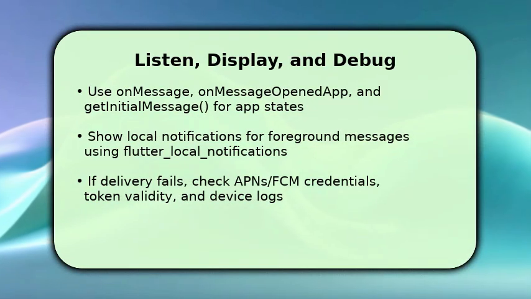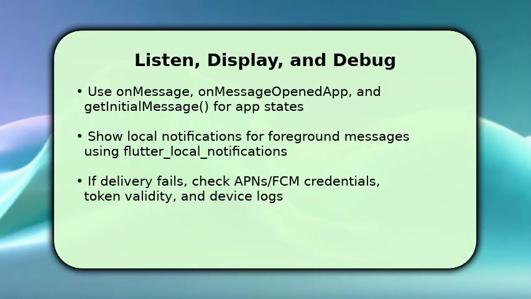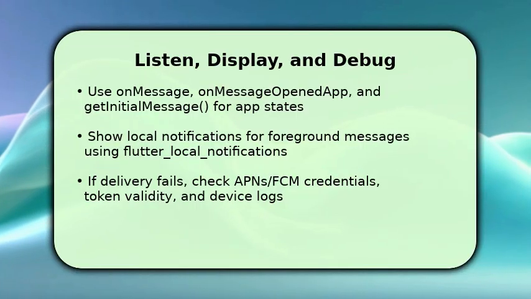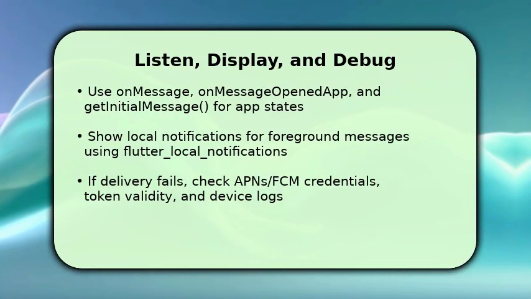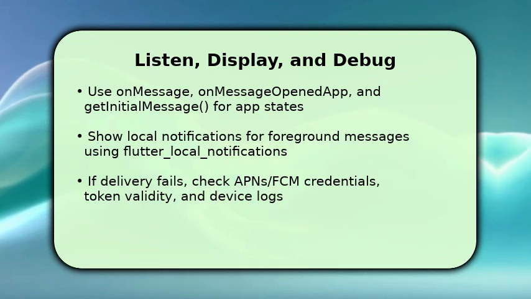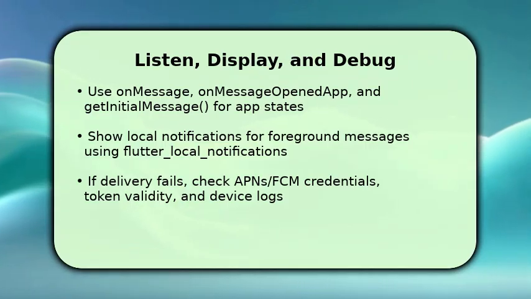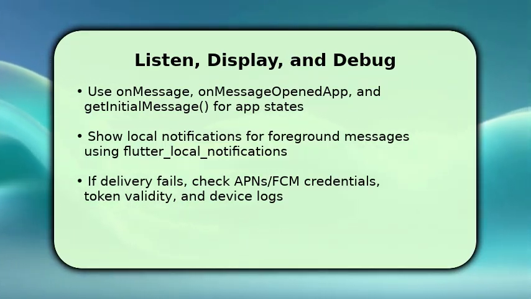You finish by implementing message listeners and user-visible behavior. Use FirebaseMessaging.onMessage for foreground, onMessageOpenedApp for background taps, and getInitialMessage for cold starts. Once done, bridge foreground payloads to flutter_local_notifications to display system-style alerts. Make sure to handle data and notification payloads consistently and test with both Android and iOS.